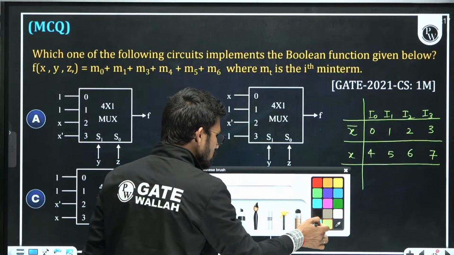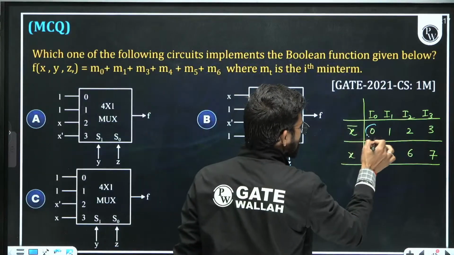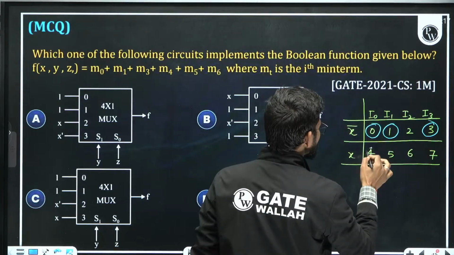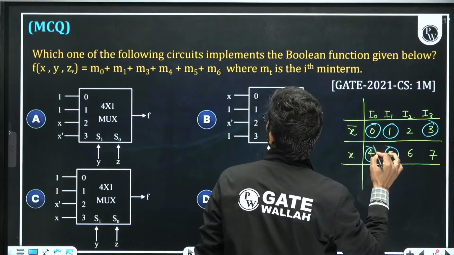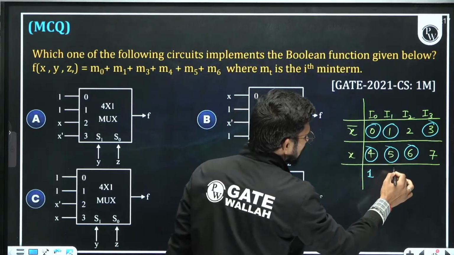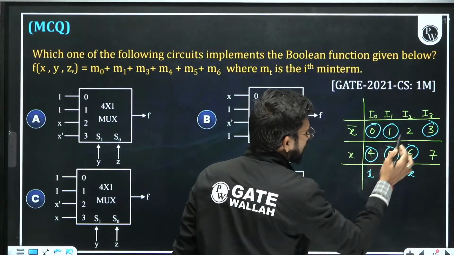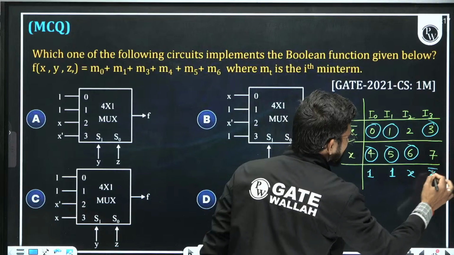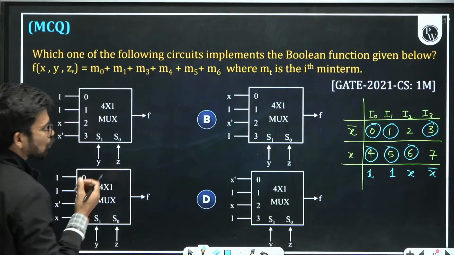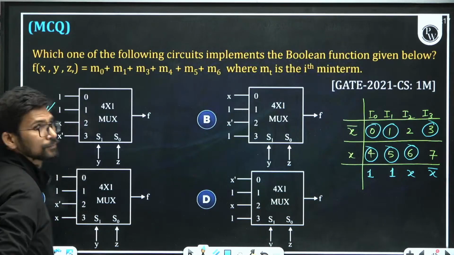Now what you need to do is mark the terms which are there in the SOP expression. M0 means 0, M1 means 1, M3 means 3, M4 means 4, M5 means 5, M6 means 6. Now if both are marked, the result is 1. If only one is marked, and it is marked corresponding to X, then it is X. If it is marked corresponding to X bar, then it is X bar. If nothing is marked, then the result will be 0. So the answer is I0 is 1, I1 is 1, I2 is X, and I3 is X bar. Option A is correct.